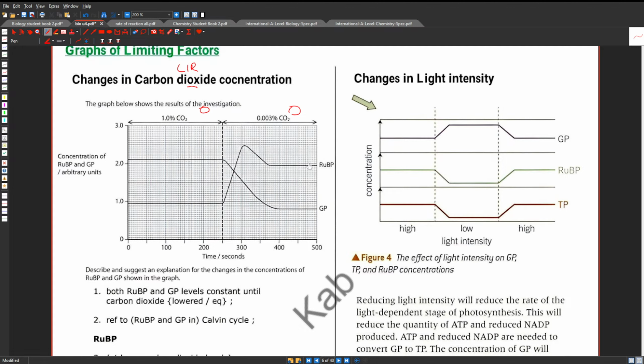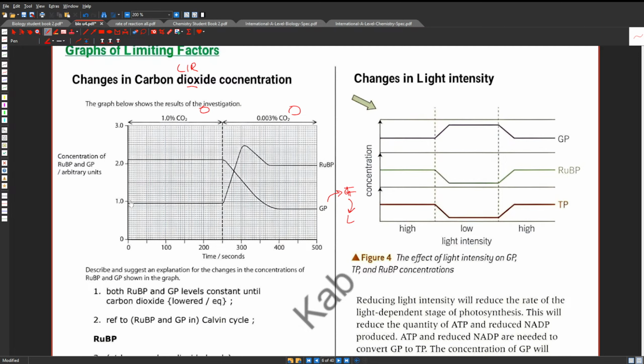Not carbohydrate, sorry. Carbohydrate means sugar. RUBP is not sugar. GP, on the other hand, is also a carbohydrate compound. It's a 3-carbon compound, but it's not sugar. However, it can be used to make glycerol, used to make fatty acids, used to make lipids, okay? Cool.